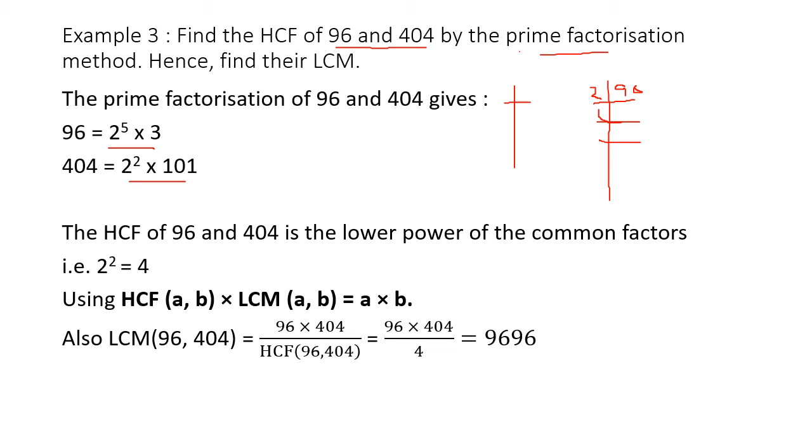So what is the HCF? See what is common in both. 2 is common. 2 raised to 5 and 2 square. Which is the smallest power? Smaller power, 2 square. So we get the HCF is 2 square equal to 4.